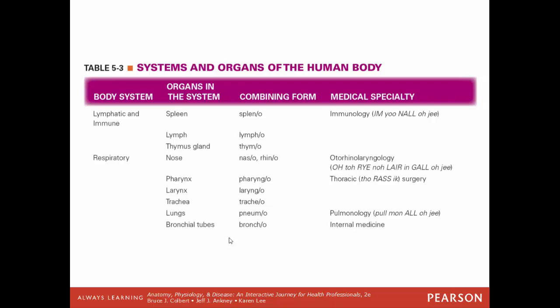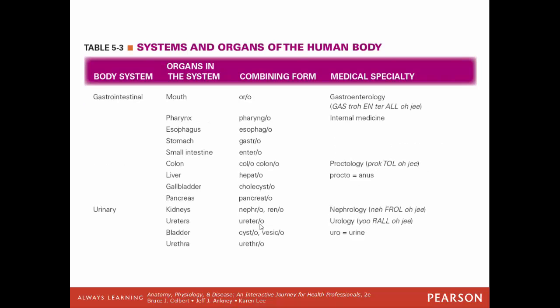The lymphatic and the immune system: the spleen and the thymus gland and lymph nodes. Lympho, thymo, spleno. Respiratory, of course, nose, pharynx, larynx, lungs. Some common combining forms: broncho, pneumo, tracheo, and so on. The gastrointestinal, from the mouth all the way down through the intestines and the liver and the gallbladder. Pharyngo, esophago, gastro, entero.